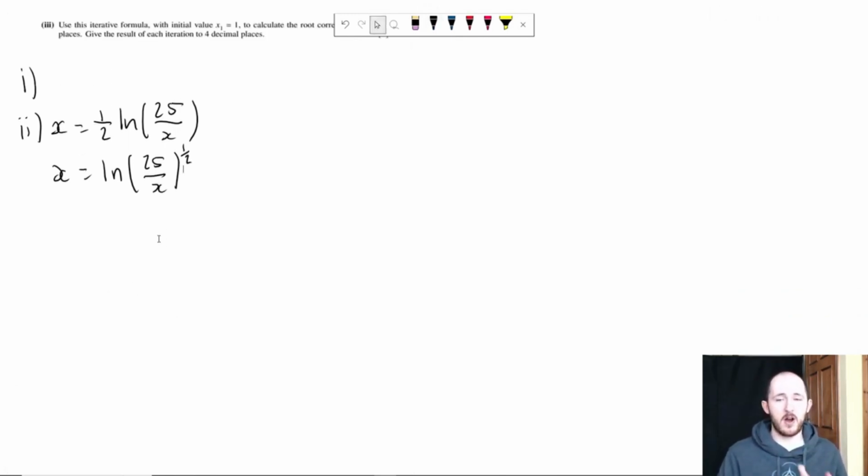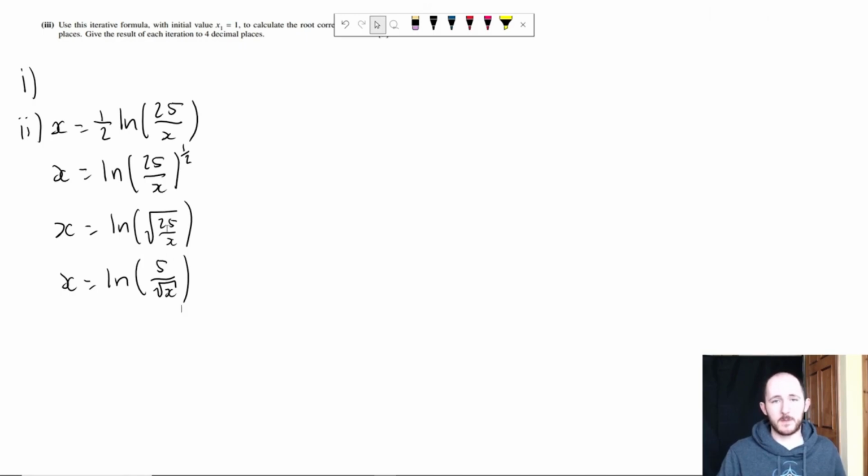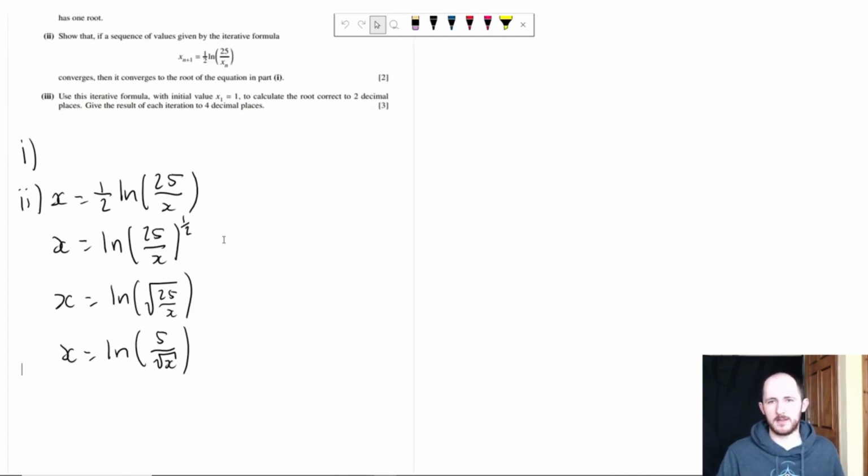If you have something to the power of a half, that means you're square rooting. So you have x is equal to ln, and then 5 over square root x. A question you might have is, why are we ignoring the negative value of the square root? Technically it would be plus minus 5. Remember, you cannot square root a negative number. If I have a negative in there, bad things will happen to me, so I'm not going to do that.